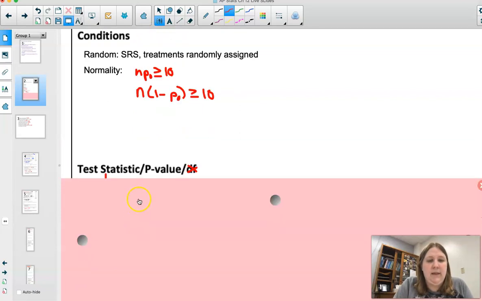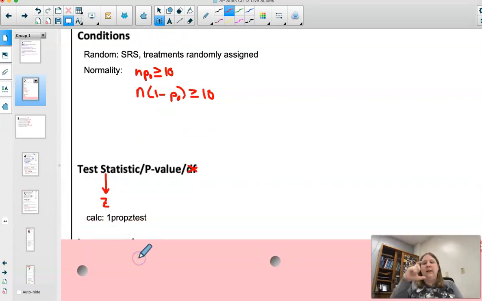All right, next up is that big chunk of actually running the test. The test statistic for this test is a z. Next we would find the p-value. This is also a good spot to put how you find degrees of freedom if that applies. This particular test does not have degrees of freedom, so we just cross it off. Some tests have it, some tests don't. I also think this is a good spot to say what it's called in the calculator. The calculator command for this is a 1-PropZTest. So this is your one-stop shop for everything you need to know about this test.